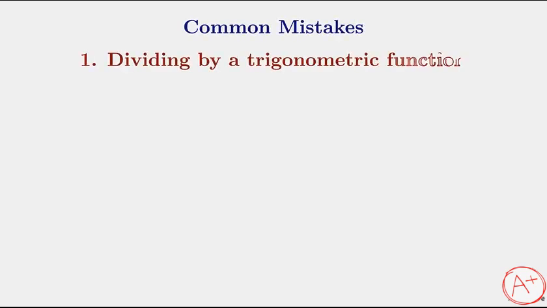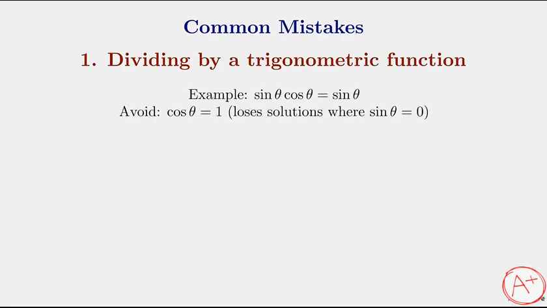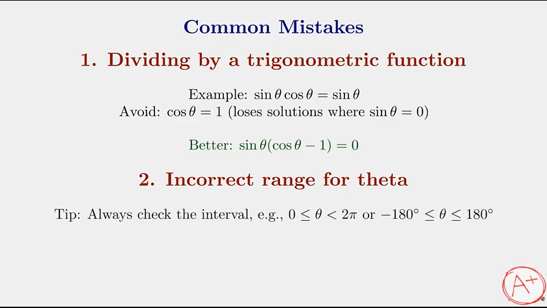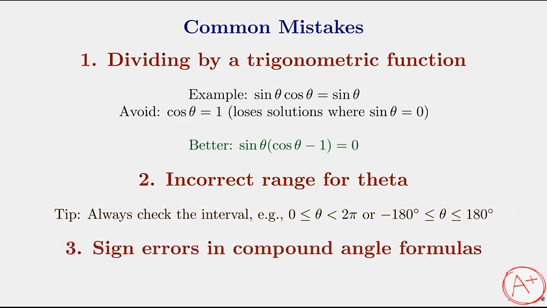The most frequent error is dividing both sides of an equation by a function like sine or cosine. As we saw in the previous example, this removes potential solutions. Always move terms to one side and factorize instead. Students often find the principal value but forget to search for all solutions within the given interval. Check if the question is in degrees or radians, and always use the quadrant rule or the graph to find every intersection point.